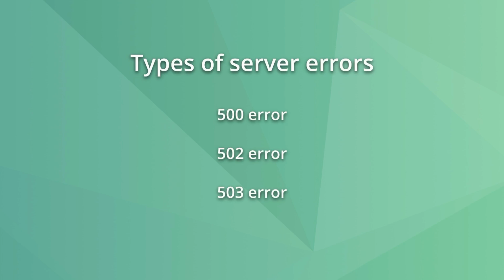503 error. 503 errors are service unavailable errors. This means that a server is too busy, down for maintenance, or down entirely, and it is taking too long for Googlebot to access the site. Googlebot only waits a certain amount of time before it gives up and presents a 5xx error.